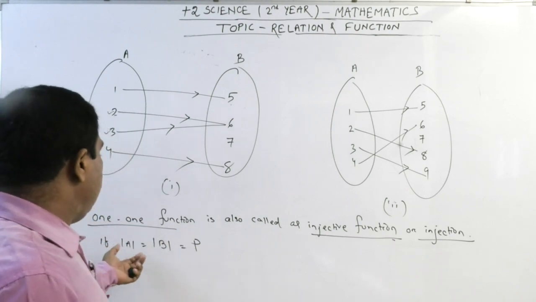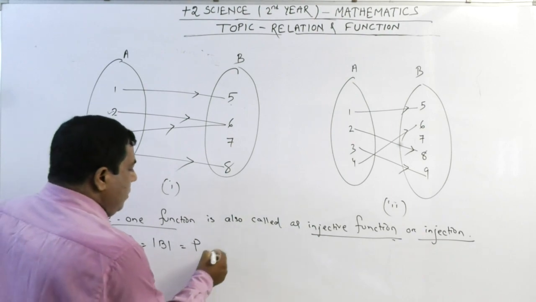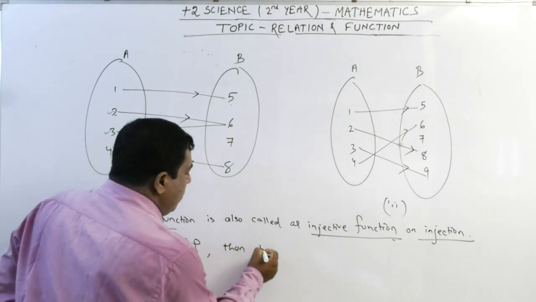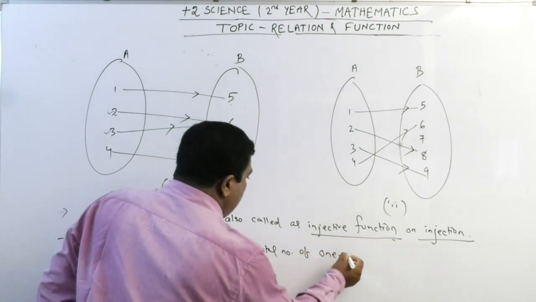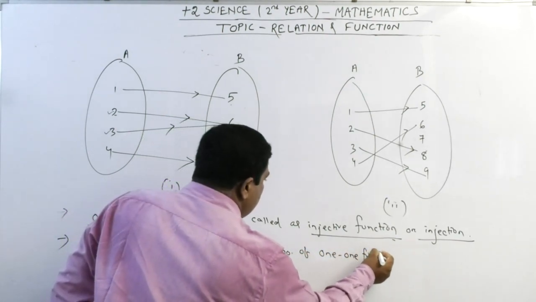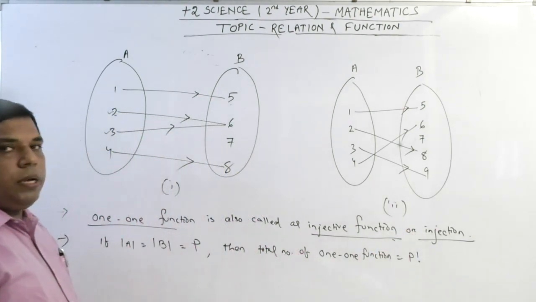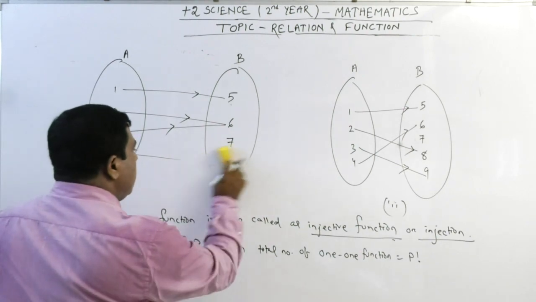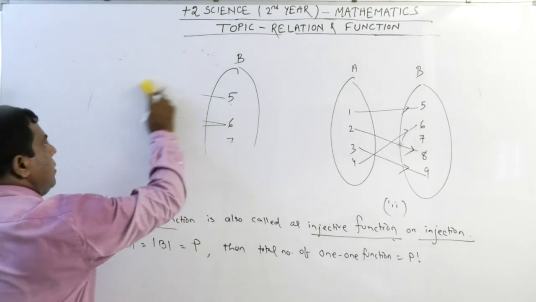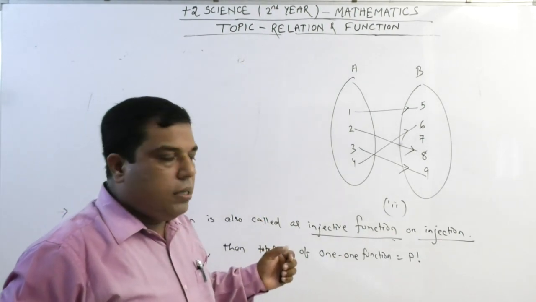So the rule says if cardinality of A equal to cardinality of B equal to P, then total number of one-one functions equal to P factorial. Okay, it is equal to how much? P factorial. Next, I am going to tell some other results. Make those as note. Okay, please make a note of it.